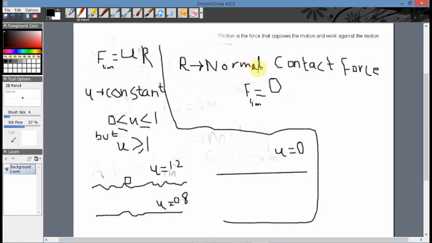The last thing that I would like to tell you is that there are two basic cases. F can be equal to mu R, and then we would be in the limiting equilibrium position. But if F is less than mu R, then the object is not in limiting equilibrium and the object would not move.